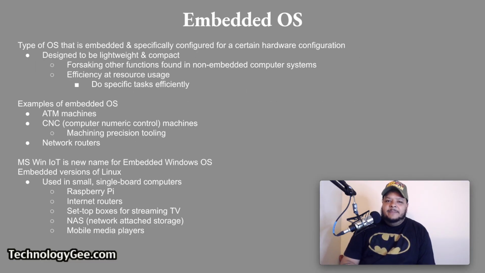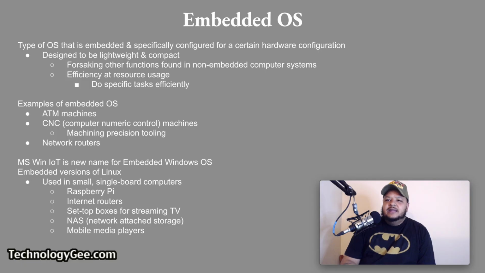Let's talk about embedded operating systems. An embedded operating system is a type of OS that is embedded and specifically configured for a certain hardware configuration. Hardware that uses embedded operating systems is designed to be lightweight and compact, forsaking many other functions found in non-embedded computer systems in exchange for efficiency in resource usage. This means they are made to do specific tasks and do them efficiently.